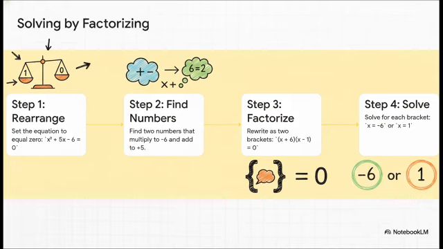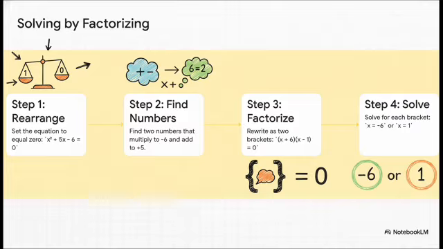Now for the fun part. It's kind of like a puzzle. We need to find two numbers that multiply to make our last number, -6, and add up to our middle number, +5. After a little thought, you land on +6 and -1. Perfect. That lets us rewrite the equation into two neat little brackets. And from there, for either one of those brackets to make the whole thing 0, we can solve them individually. So x could be -6 or x could be 1.